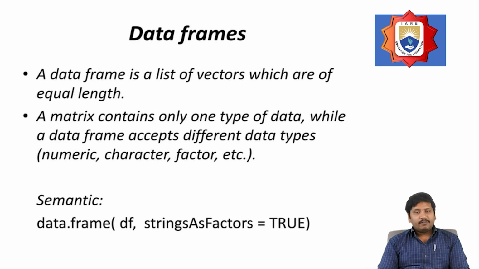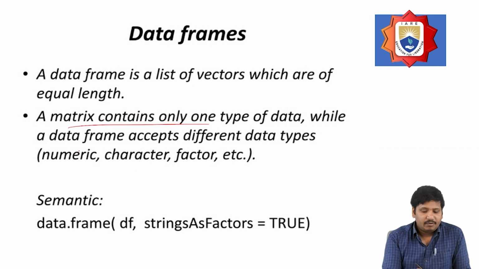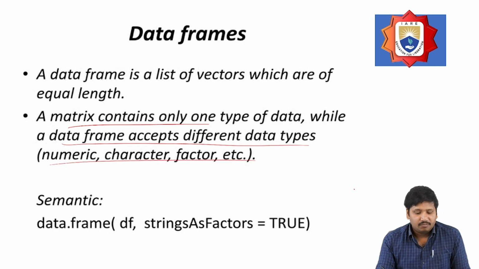And next one is data frame. A data frame is nothing but a list of vectors which are of equal length. The matrix contains only one type of data, while the data frame can hold different types of data.